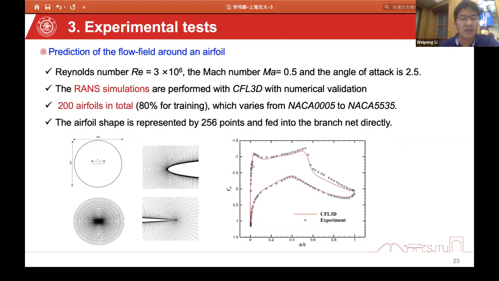The second case is the prediction of the flow field around the airfoil, and the Reynolds number, the Mach number, and the angle of attack are given here. We do the Reynolds-averaged simulation with an open source CFD code, CFL3D, and the code has been validated. We generate 200 airfoils in total, with 80% for training. And the airfoil shape is represented by 256 points and fed into the branch net directly.